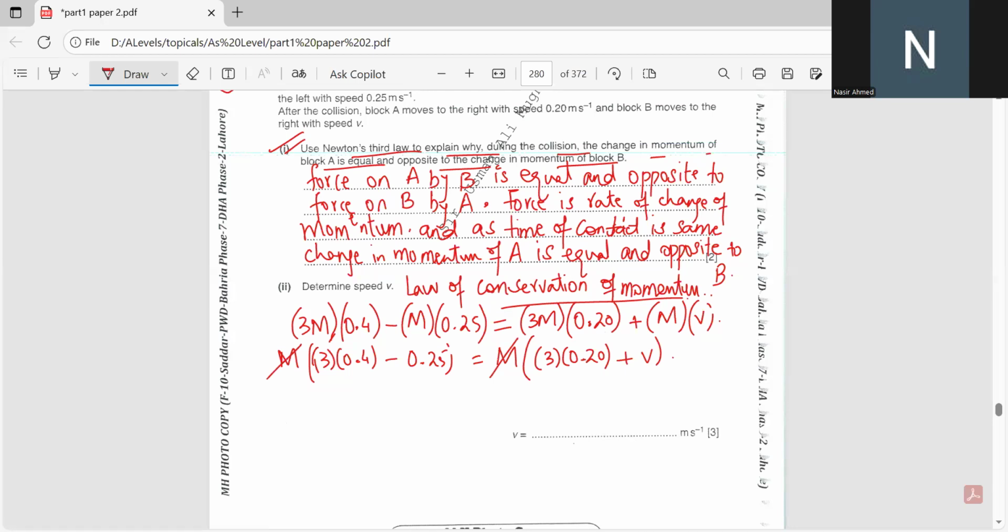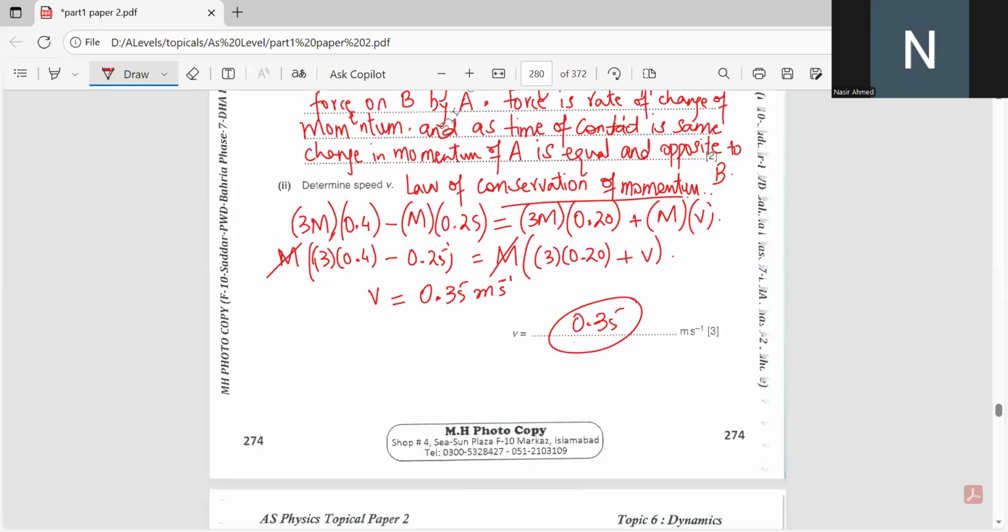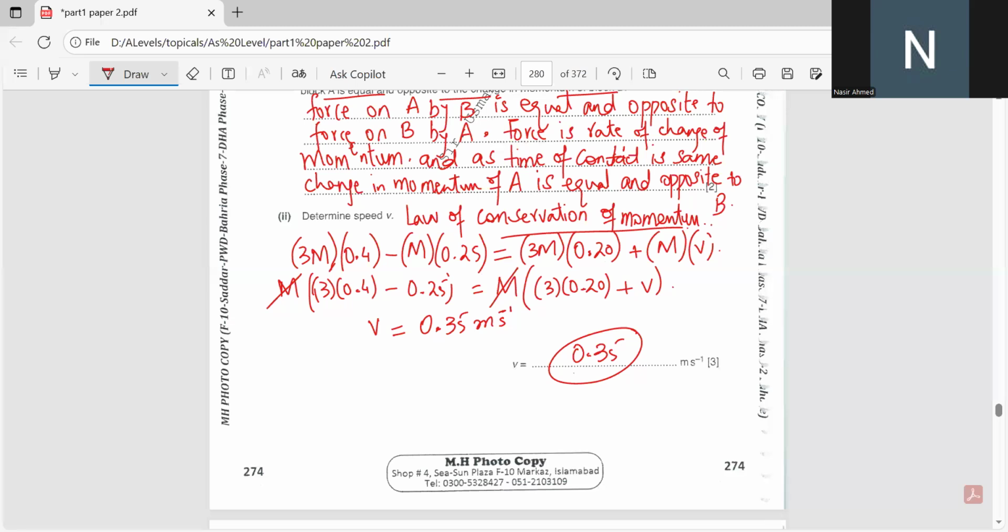So we will be left with the velocity when we are going to shuffle all the information. This velocity v will be equal to 0.35 meter per second. So this velocity appears as 0.35 meter per second. This is going to be its answer. J, is this understandable?